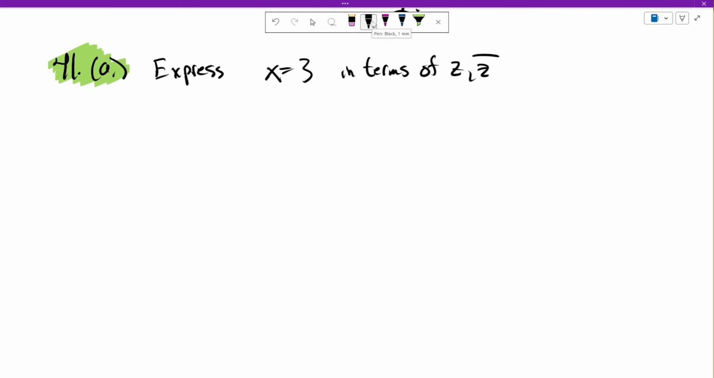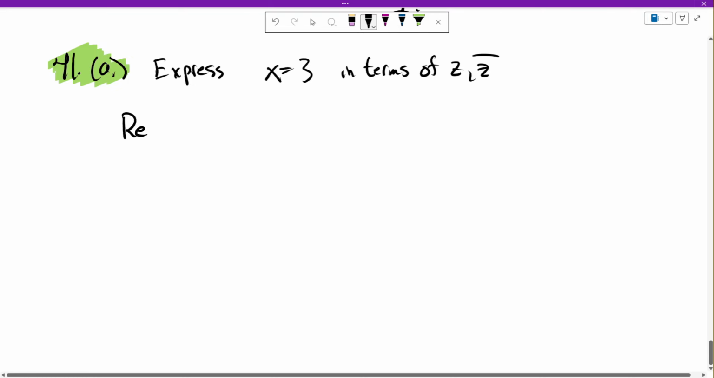What we've been doing is taking an equation involving z, powers of z and z bar, and then trying to understand what that is in terms of Cartesian coordinates. We're going to go in the backwards direction here. So to go in the backwards direction, we need to remember some facts from section 1.1. And this is good to remember anyways.